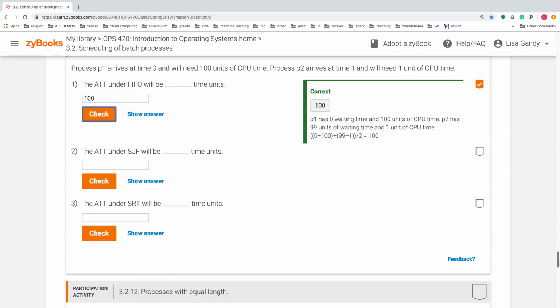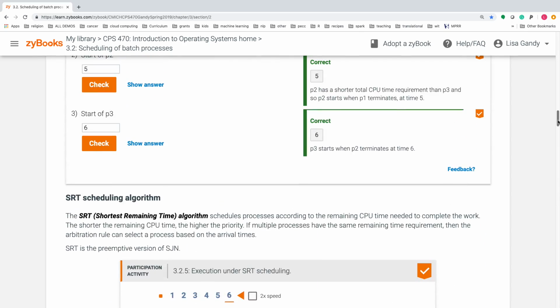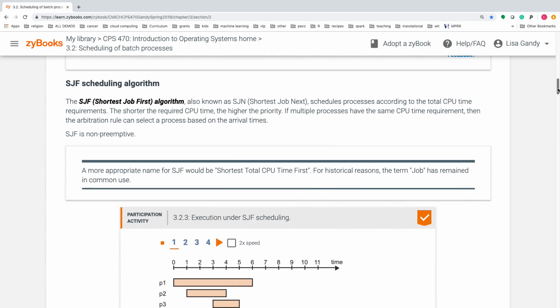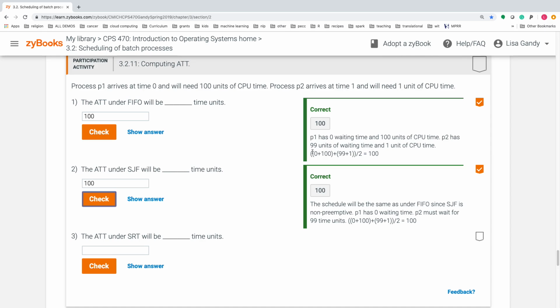Let's do shortest job first for these two. So that is also non-preemptive. So it's going to be exactly the same. If it's non-preemptive, it should be... Let's go to shortest job first. Yep. So it will be the same. Why will it be the same? It will be the same because this one starts at 0 and runs 100 units. Even though this one comes in at 1, it's not going to preempt this. It just has to wait, even though it's a shorter job.